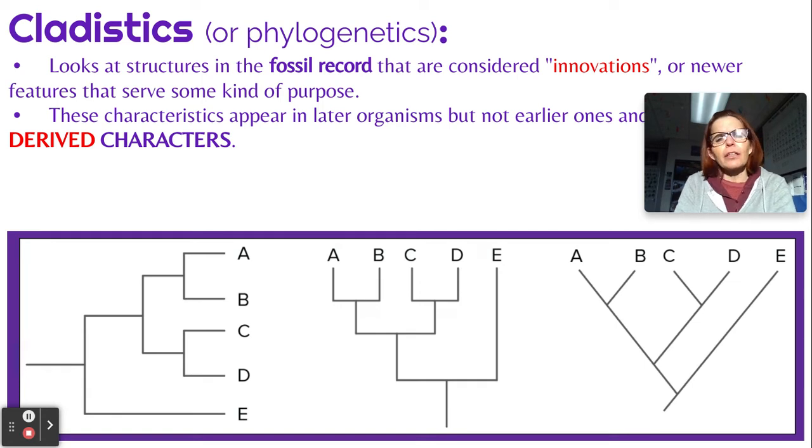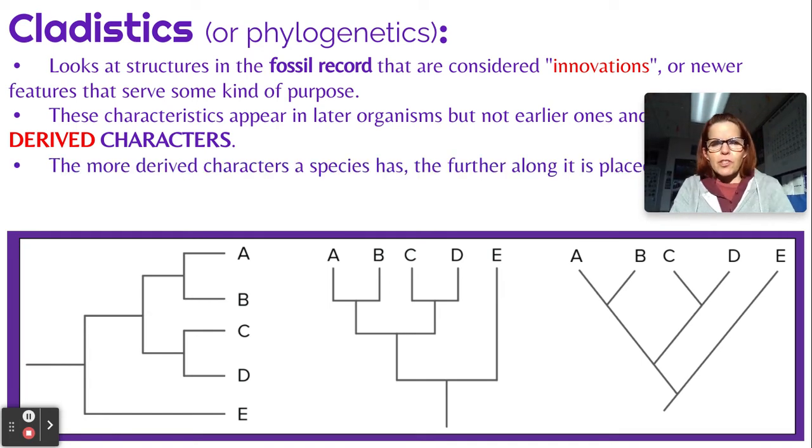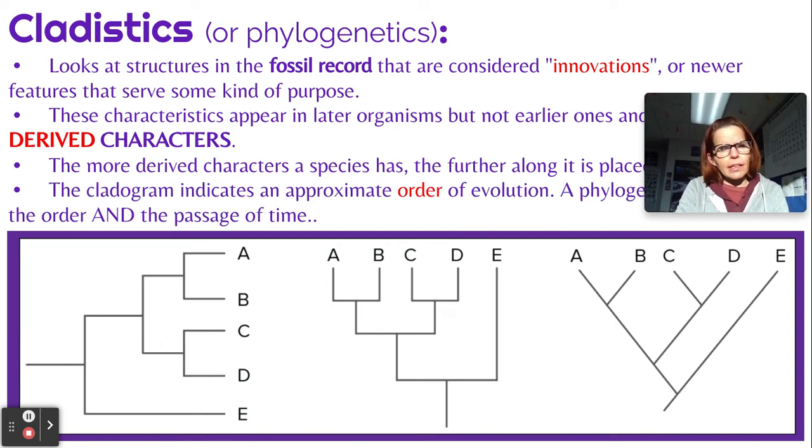These characteristics appear in later organisms, but not in earlier ones, and are called derived characters. So as you go through a cladogram through time, you're seeing more and more of these derived characters. The more derived characters a species has, the further along its place is on the cladogram. The cladogram indicates an approximate order of evolution. So in this case on the diagram below, evolution of species E happened first and then the others happened later.